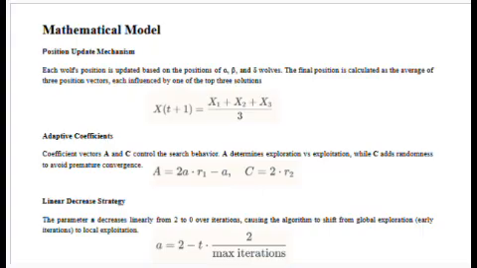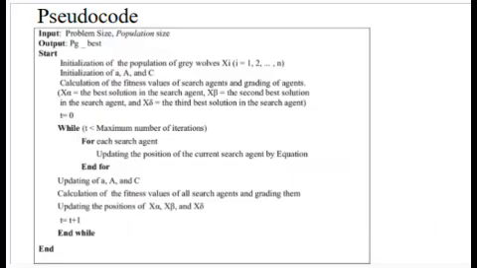Looking at the pseudocode of this algorithm, we start by initializing the wolf population along with the parameters A and C. We calculate the fitness of all wolves and identify the alpha, beta, and delta. Then, for each iteration, every wolf updates its position based on the three leaders. After updating positions, we recompute fitness, update the hierarchy, and continue until the maximum number of iterations is reached. Finally, the alpha wolf representing the best solution is returned.